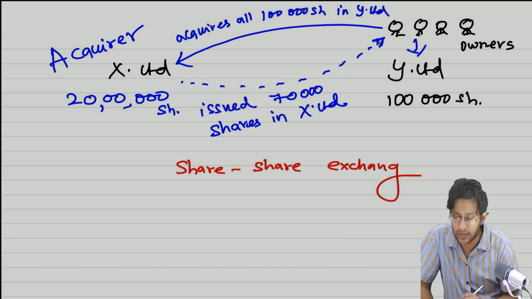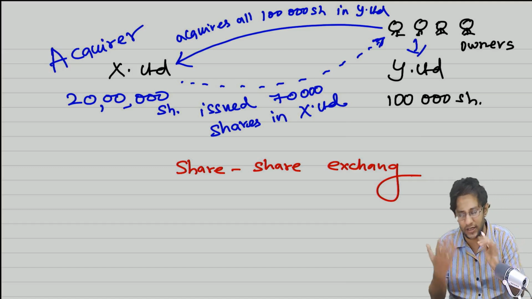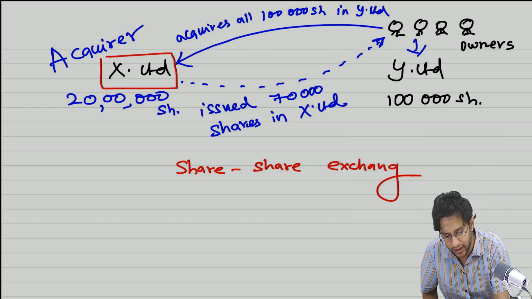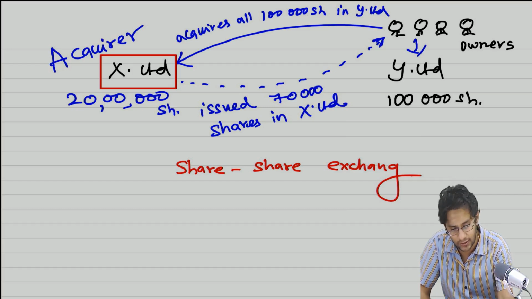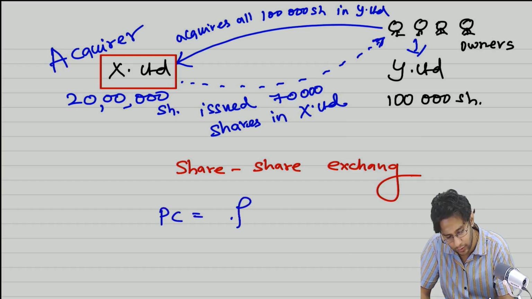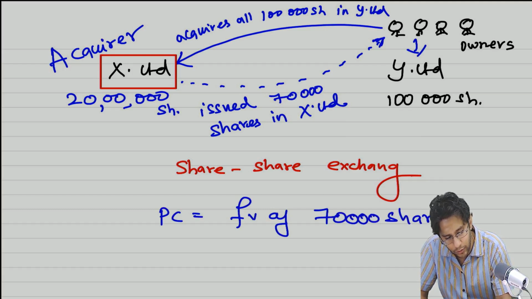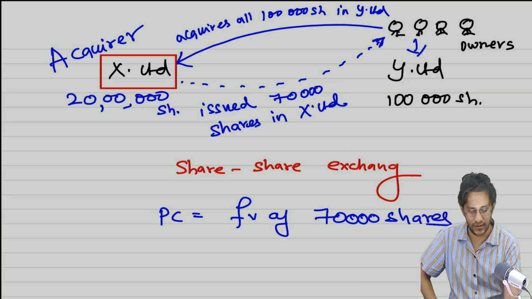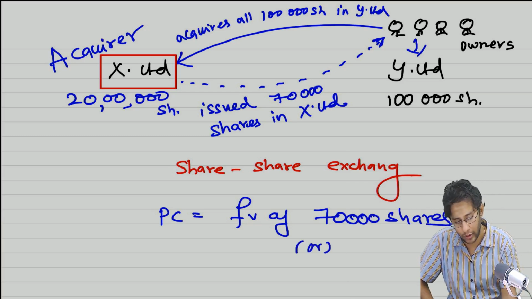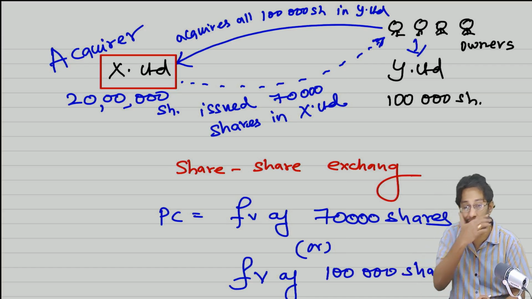Now, for this transaction, what is a PC? Normal general rule is what? Whatever we give, that is PC. So what is X Limited giving here? X Limited is giving 70,000 shares as PC. So ideally, PC is equal to fair value of 70,000 shares what X has given to the old owners of Y Limited. But what our standard says is, this is okay, but you can also take fair value of what you have acquired if that is more reliably measurable.